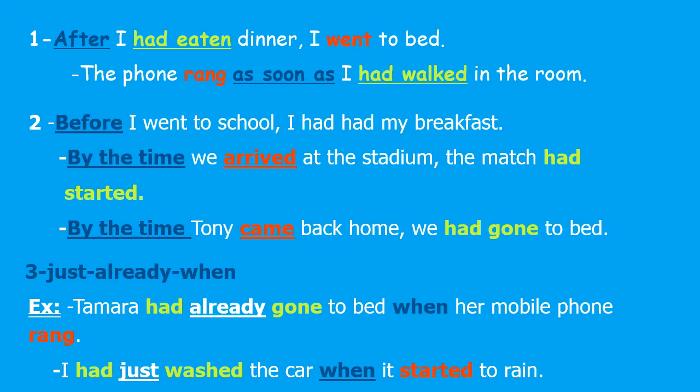Number 3 here, I want to tell you that we can sometimes use the words just and already with the past perfect. You know that we use the word already between had, or have and has in the present perfect, and the past participle. So the example here will be Tamara had already gone to bed when her mobile phone rang. Or I had just washed. We also use the word just between had and the past participle, as we use it between has and have and the past participle in the present perfect. The example will be I had just washed the car when it started to rain.